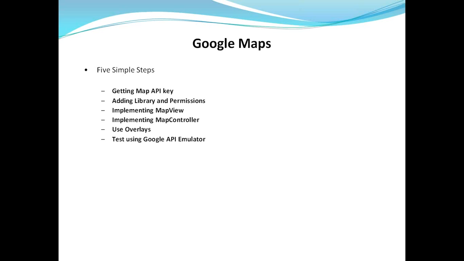There are some steps to implement Google Maps. The first step is to get the Map API key. The second step is to add the library and permissions. The third step is implementing the map view. The fourth step is implementing the map controller. Then we can use overlays. And finally, testing. If you don't have a real device, you can use the Google API emulator. We will see how to follow all the steps.